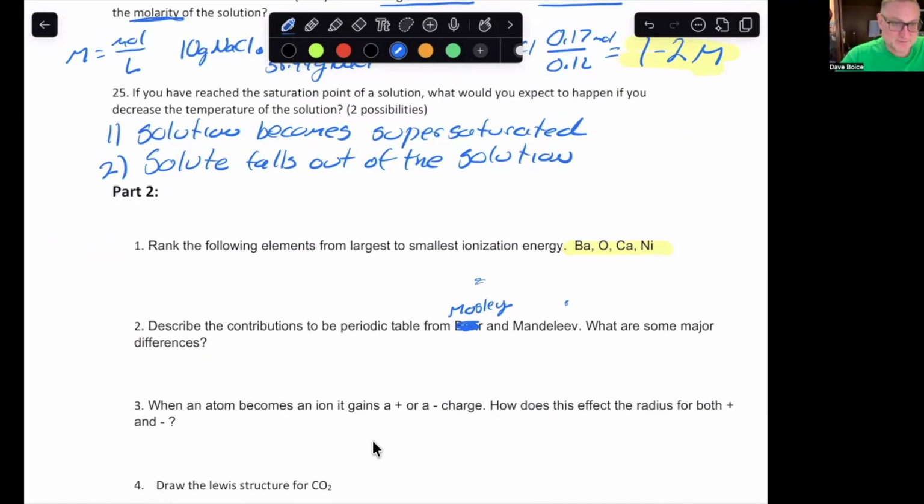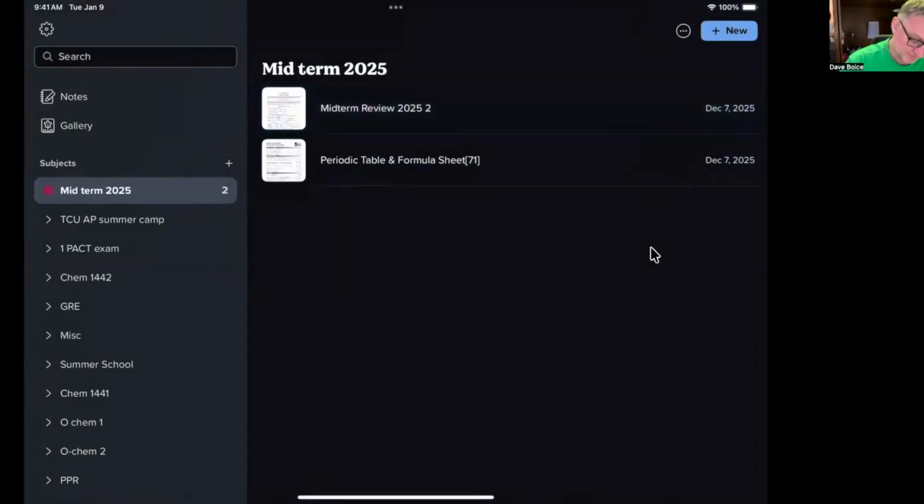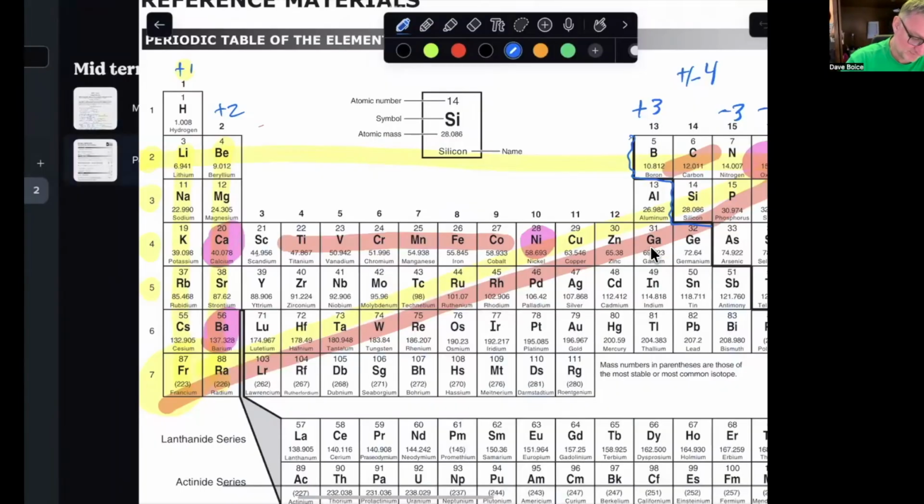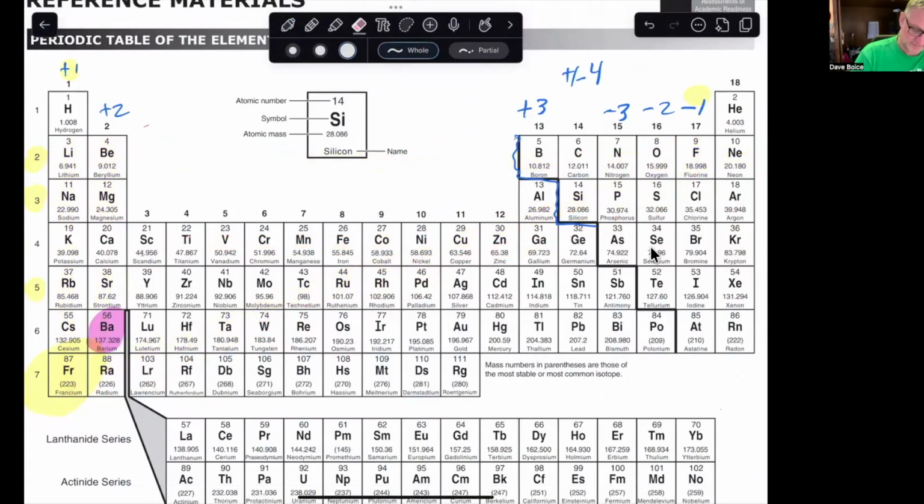Okay, first question, rank the elements from largest to smallest ionization energy. So BaO, Ca, and Ni. So first thing we do, this will be a little easier using a periodic table. So let's do that. Periodic table, and I'm going to clean this up because I already answered it once and I'm redoing it. Okay, so first off, let's take a look at what we have, what we want to find.